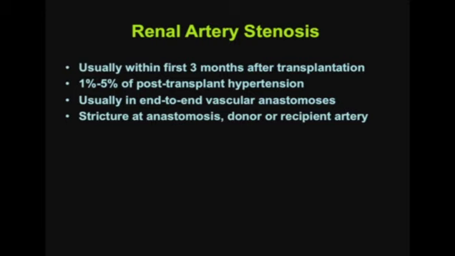Renal artery stenosis usually occurs within the first 3 months after transplantation and accounts for about 1 to 5% of all cases of post-transplant hypertension. It usually occurs in patients who have undergone end-to-end vascular anastomoses, and a stricture may occur either at the anastomosis itself or within the donor or recipient artery.